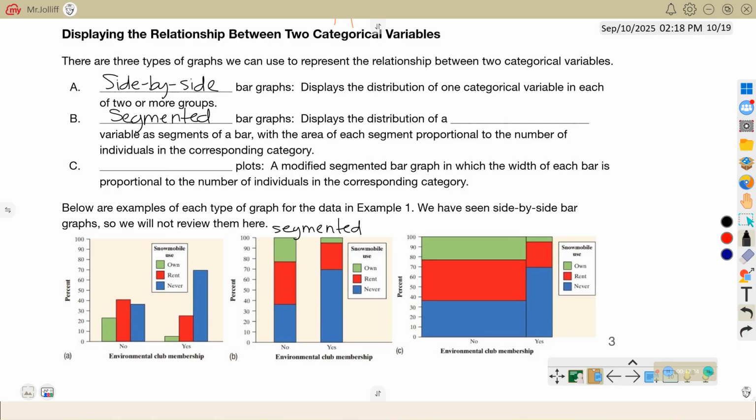The last type of graph, the one we'll talk about next time, is called a mosaic plot, which is this last example here on the right. Similarities between segmented and mosaic, what do we see? Jade. Very good. Both of them go all the way up to 100. We have bar up to 100, bar up to 100 for both. Good. Any other similarities?